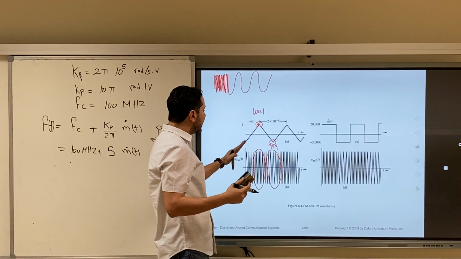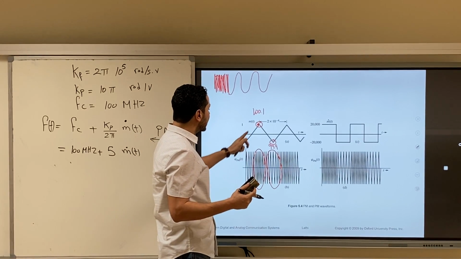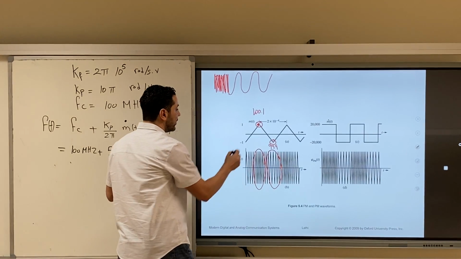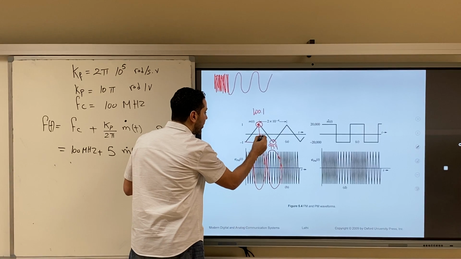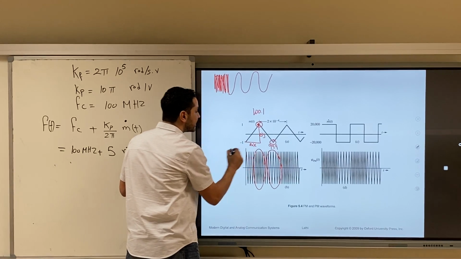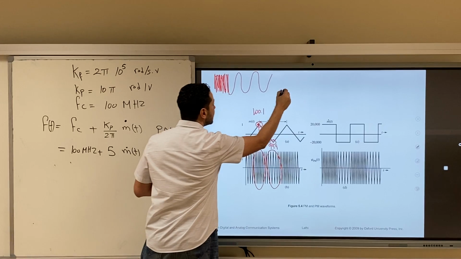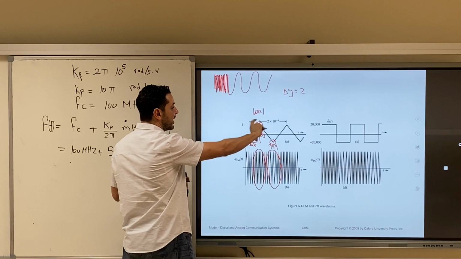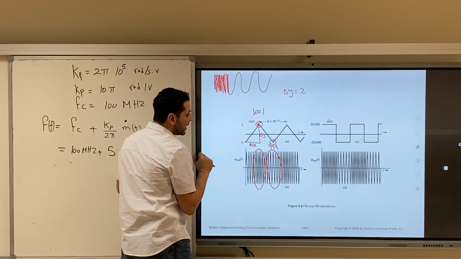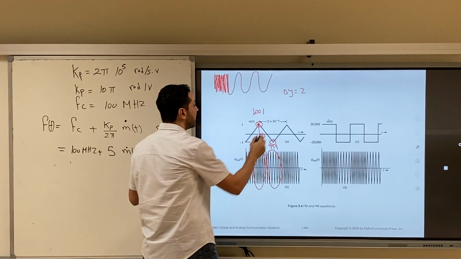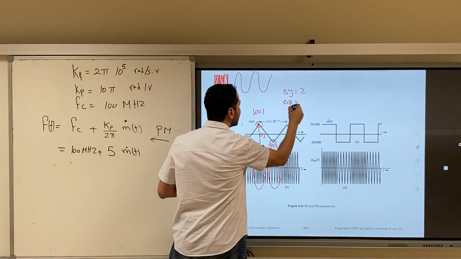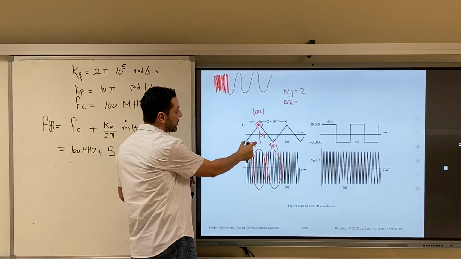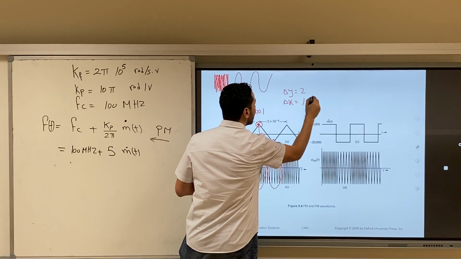So m now is increasing in this part from -1 to 1, right? So it has a slope of delta y over delta x, where delta y is 2. It goes from -1 to 1, so delta y is 2. Delta x is half of a period, but the period is given as 2 times 10 to the power negative 4. So half of a period will be 10 to the power negative 4.